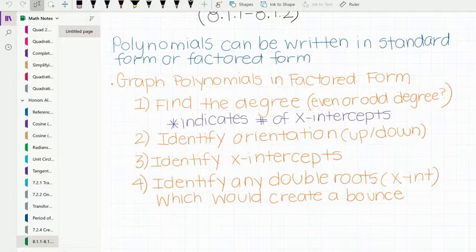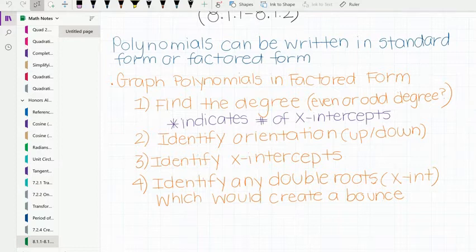The first thing that you want to do is to find the degree of the polynomial. For example, you look at the exponents, and if the highest exponent is 5, then that would indicate it's a 5th degree. This will make more sense once we look at it deeper, but 5th degree is an odd degree, and odd degrees have a certain shape. In addition to that, the degree tells you the number of x-intercepts. If the degree is 3, it's going to have 3 x-intercepts. If the degree is 7, it will have 7 x-intercepts. So that's very important to know.